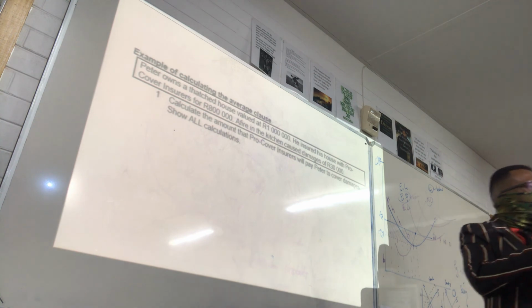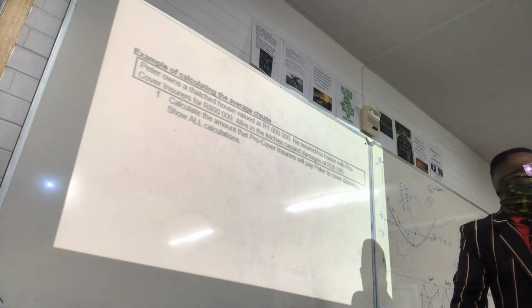The formula is the amount insured. Please can everyone calculate it, even just on a calculator or on your phone. You don't have to write it down. The amount insured, which is the cover, is 800,000. I just want you guys to calculate this. You'll have to do calculations like this in your test.